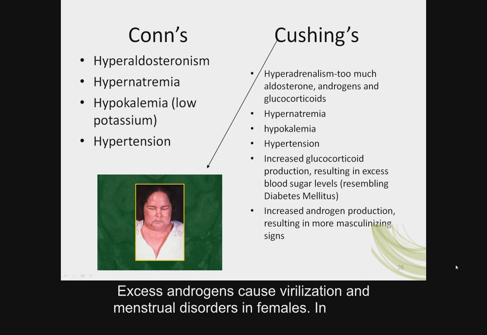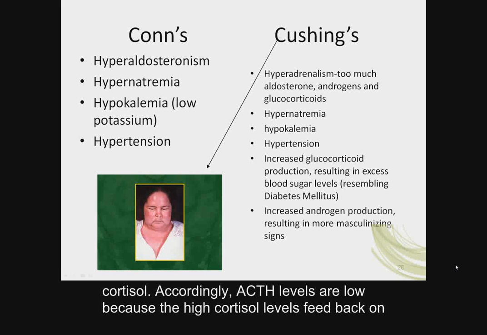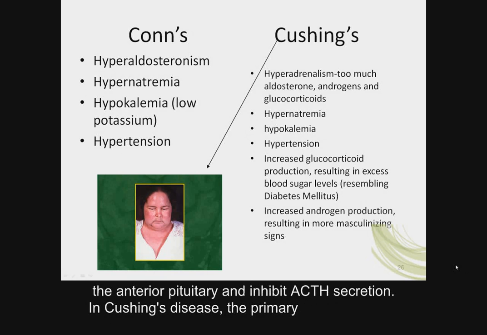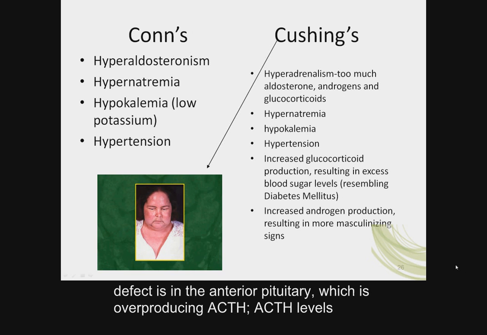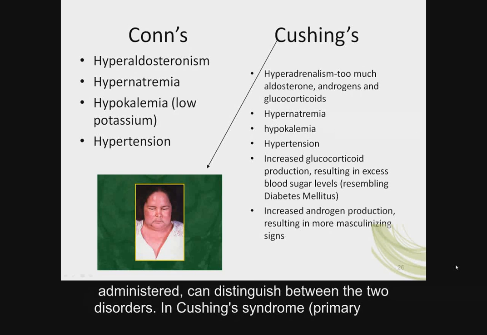In Cushing's syndrome, the primary defect is in the adrenal cortex, which is overproducing cortisol. Accordingly, ACTH levels are low because the high cortisol levels feed back on the anterior pituitary and inhibit ACTH secretion. In Cushing's disease, the primary defect is in the anterior pituitary, which is overproducing ACTH. ACTH levels are elevated. The dexamethasone suppression test, in which a synthetic glucocorticoid is administered, can distinguish between these two disorders.